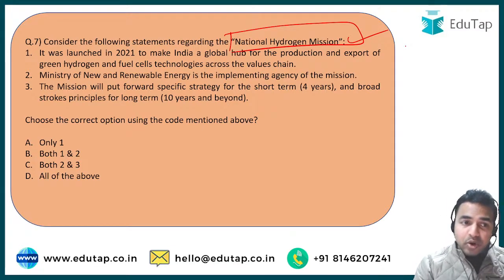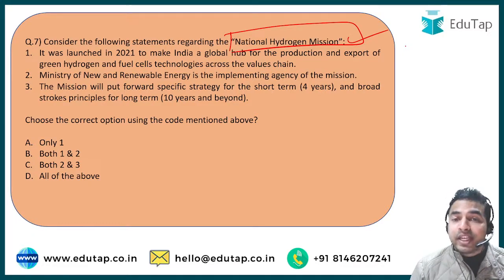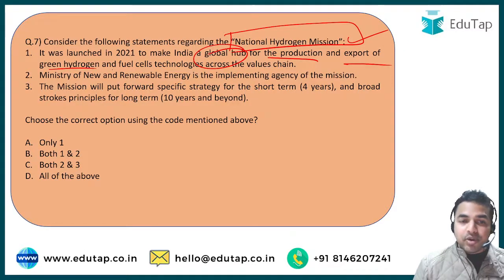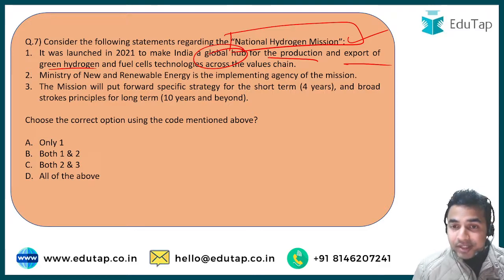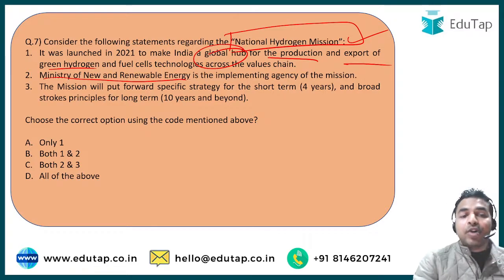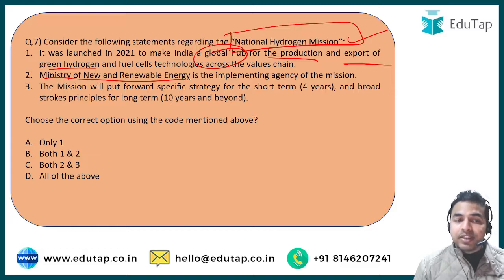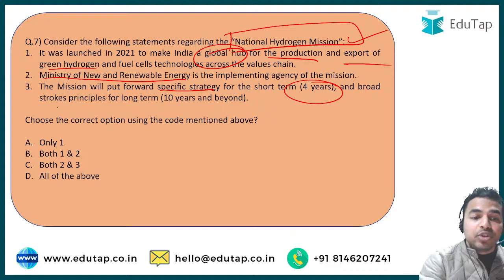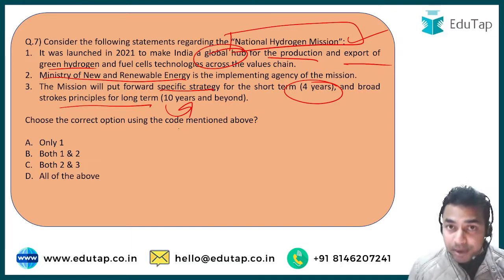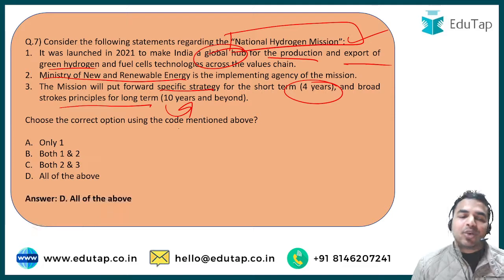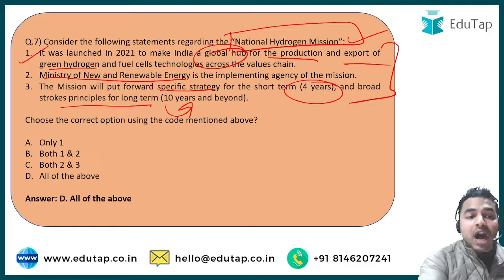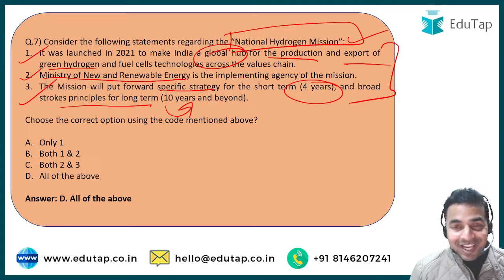If we talk about the very first statement, it is saying that it was launched in 2021, to make India a global hub for the production and export of green hydrogen. Then which will be the implementing agency of the mission? It will be the Ministry of New and Renewable Energy. And the third statement says that it is going to put forward a specific strategy for the short term, 4 years, and broad strokes principles for the long term, 10 years and beyond. And the right answer to this question is option D, that is, all of the above. That means all these statements mentioned here are correct in relation to the National Hydrogen Mission.